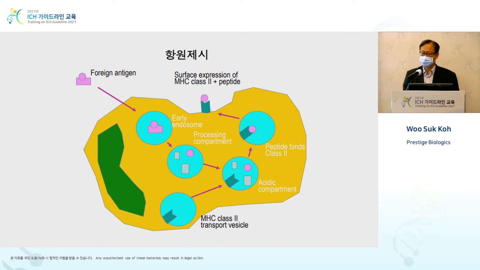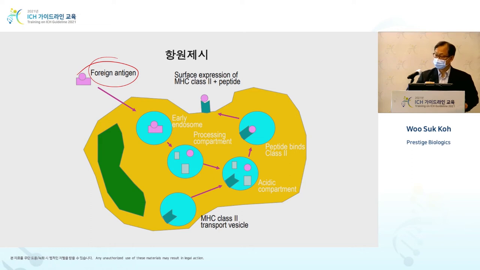So, I talked about the immune system, and when we have a program or a lecture on immunogenicity, usually we talk about immune-related topics and then talk about regulation. Of course, we do have experts, like specialized CROs, so that we can have full support. But still, even in that case, we need to understand the overall mechanism involving immunity. So what is antigen presentation?